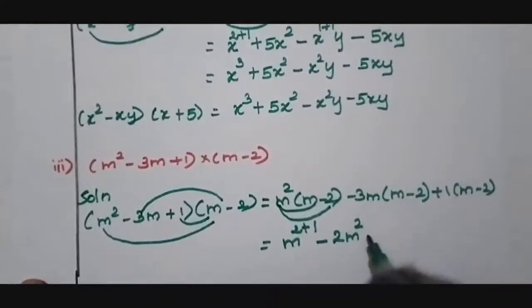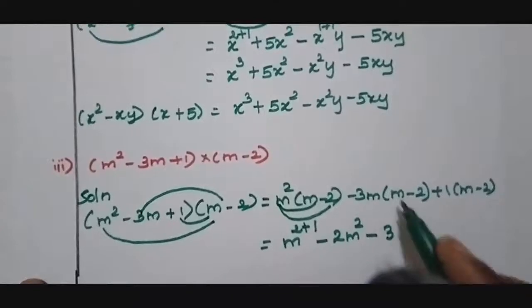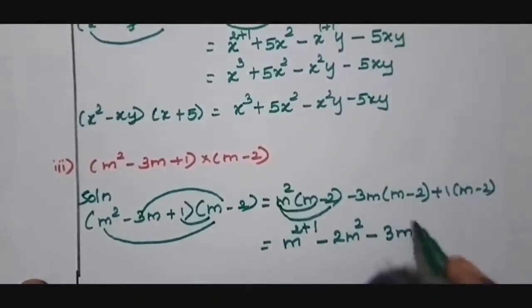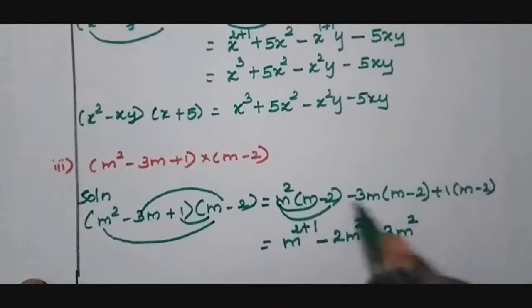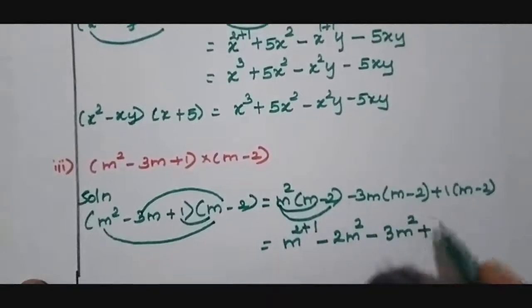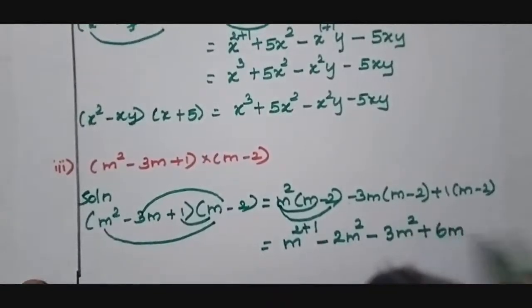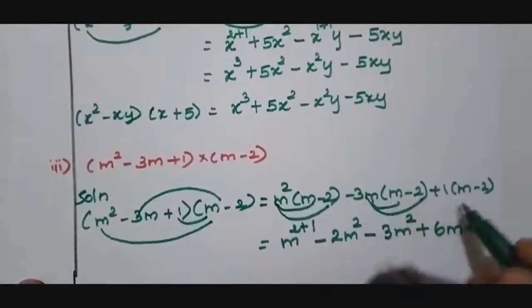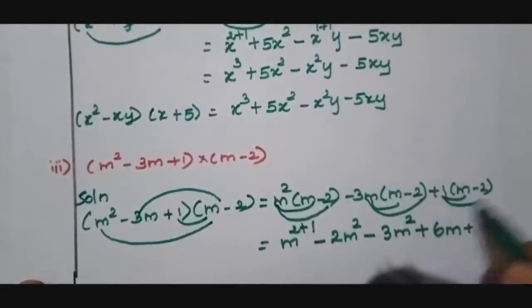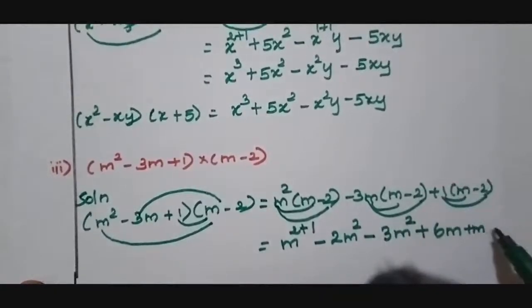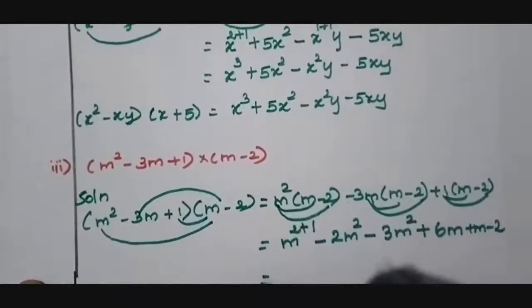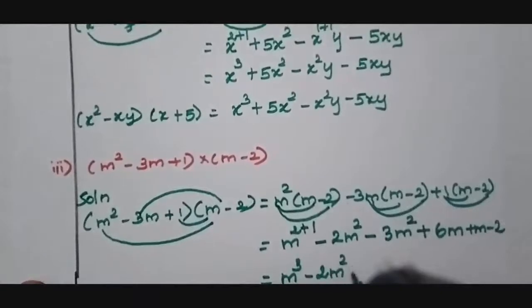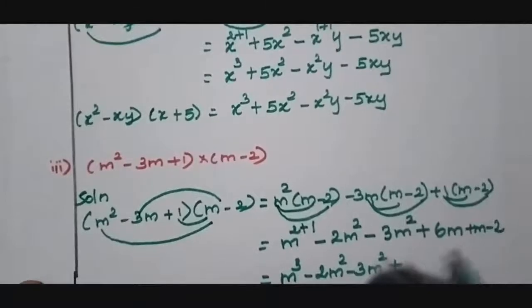A plus into minus is minus, 3 m into m is m square. Minus into minus is plus, 3 twos are 6m. Now multiply this 1 with the terms inside the bracket. 1 into m is m, 1 into minus 2 is minus 2. It is equal to m power 2 plus 1 is 3, minus 2m square, minus 3m square, plus 6m plus m minus 2.